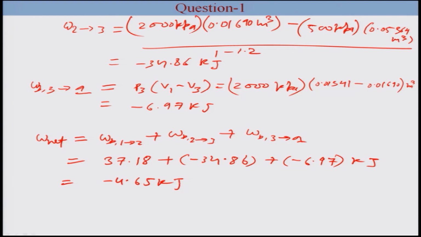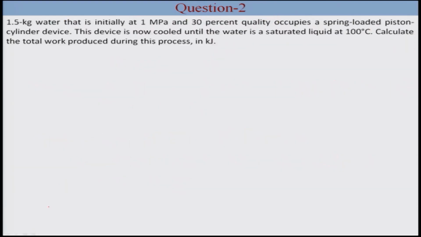So moving to the next question. In this question, 1.5 kg of water that is initially present at 1 megapascal and 30% quality occupies a spring loaded piston cylinder device. This device is now cooled until the water is saturated liquid at 100 degrees centigrade. Calculate the total work produced during this process in kilojoule.